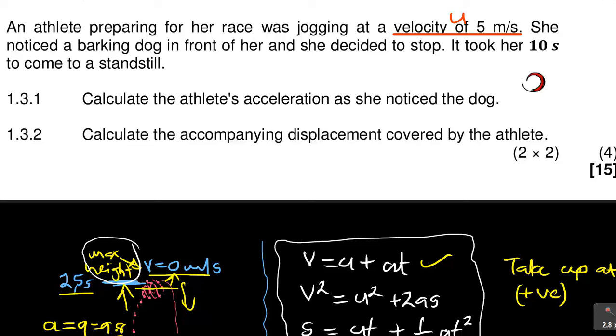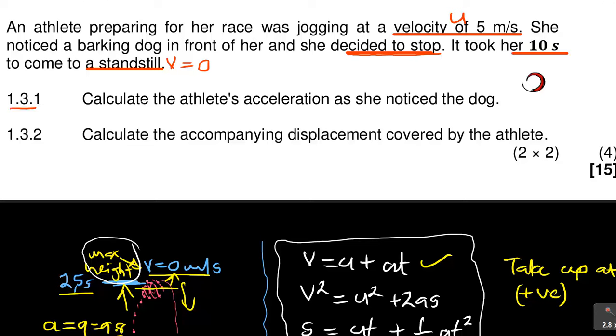She noticed a barking dog in front of her and decided to stop. Now, she's stopping. It took her 10 seconds, that's a key word again, 10 seconds, the key information, to come to a standstill. In other words, to stop, meaning a standstill. Which means our final velocity there, when she stops, becomes zero.